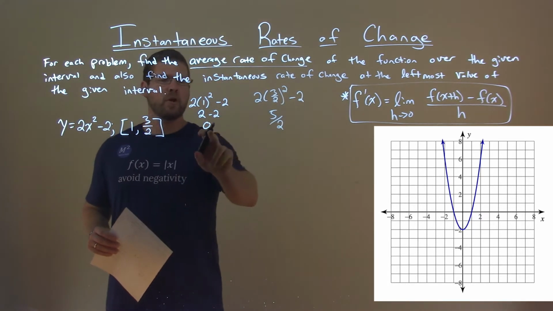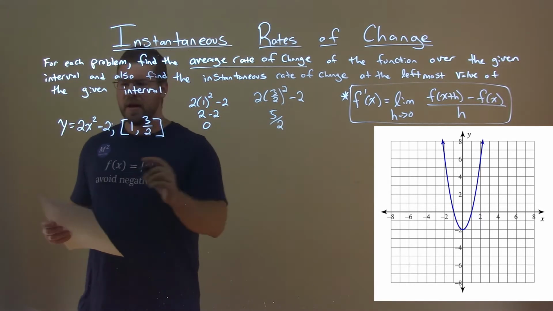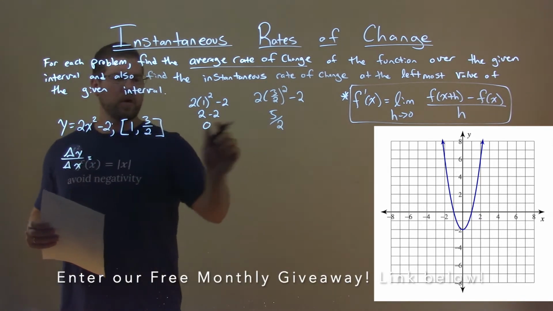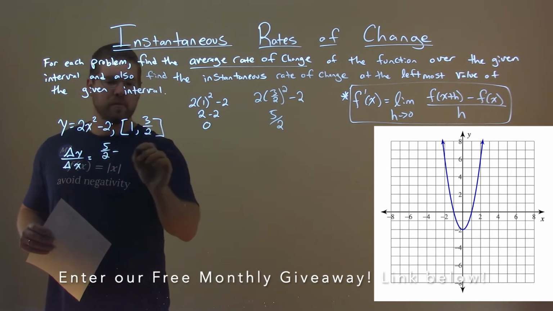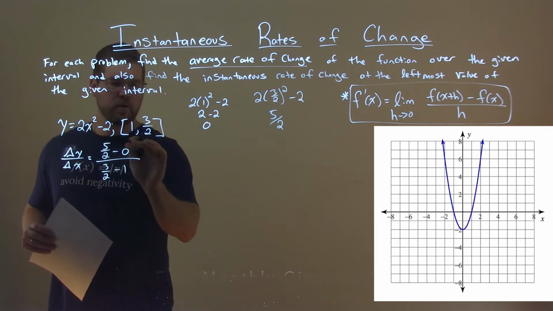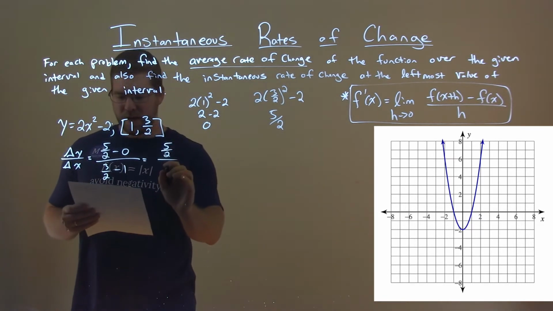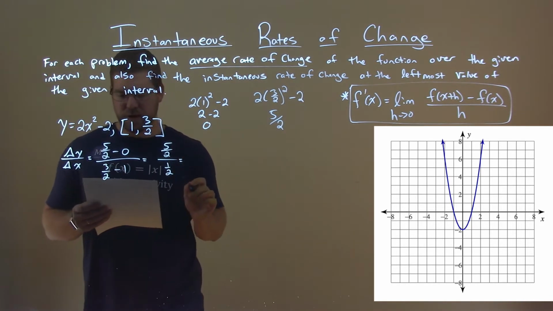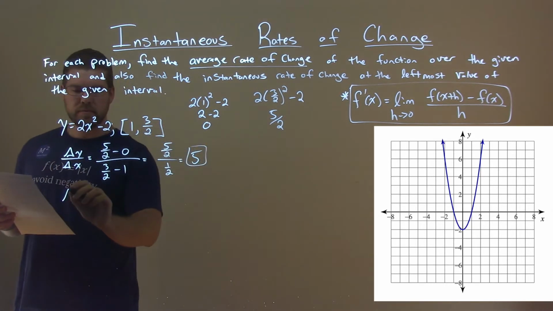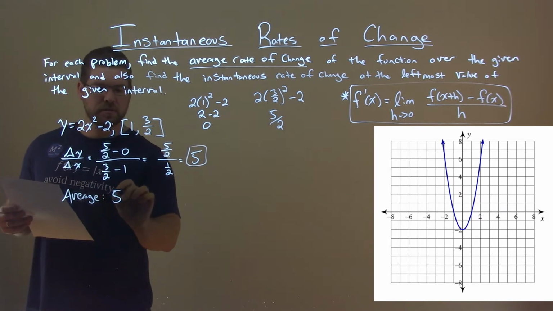All right, so we have our corresponding y values with our x values. So let's go find our rate of change here. That's our delta y over our delta x. We take our y2, 5 halves, minus our y1, which is 0, over our x2, 3 halves, minus 1, or x1. Simplify that out. We have 5 halves over 1 half, and that simplifies to be a positive 5. So our average rate of change is 5.